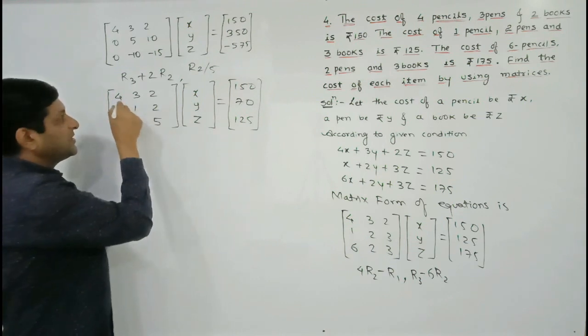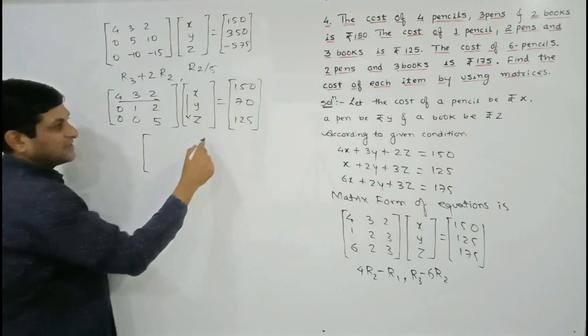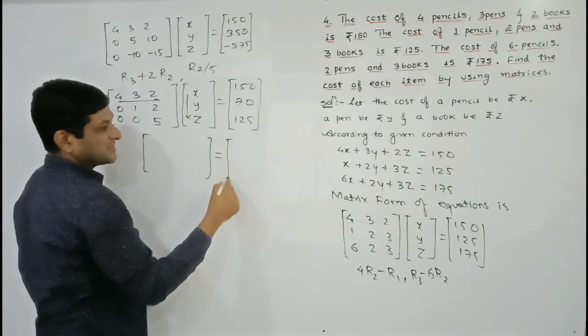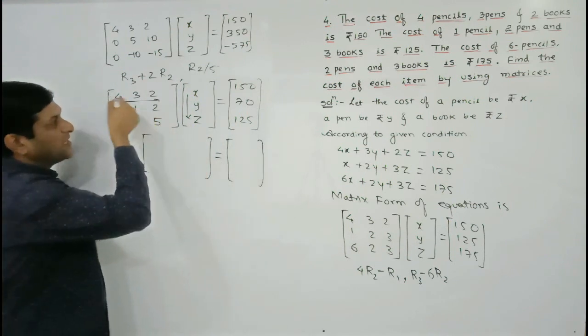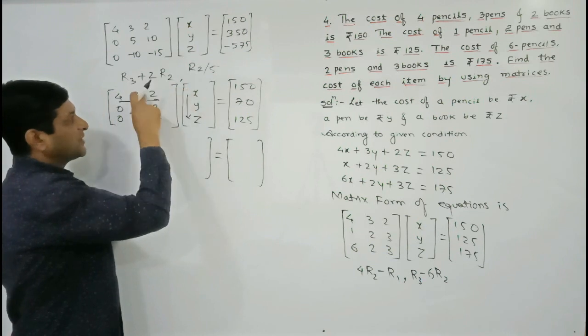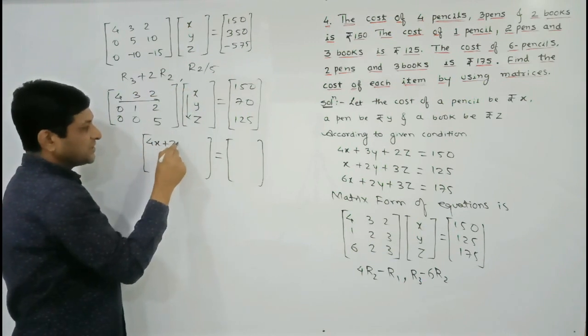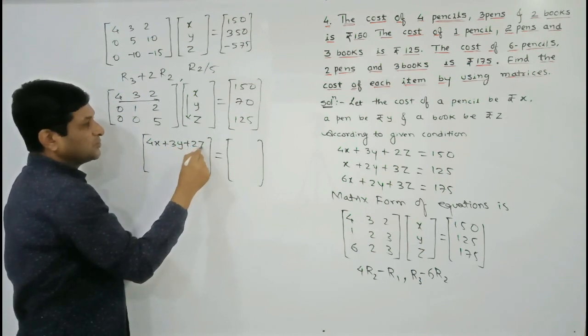That's why we are taking the multiplication of these two matrices. This will be the next step. So here take the multiplication of these two matrices. Let us see what we'll get. Whenever we are taking multiplication, we multiply row by column. So what will we get here? 4x plus 3y plus 2z.